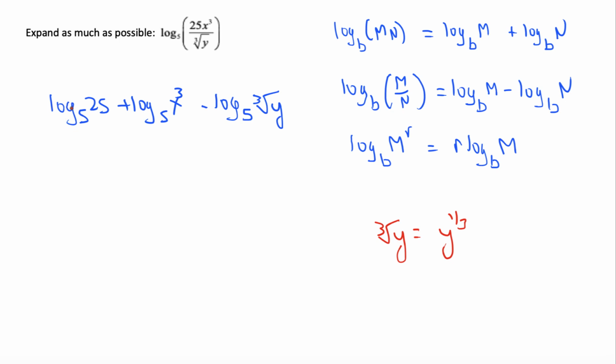And we can simplify this. Log base 5 of 25, that's just 2. So what's our final answer here? It's going to be 2 plus 3 log base 5 of x minus 1/3 log base 5 of y.